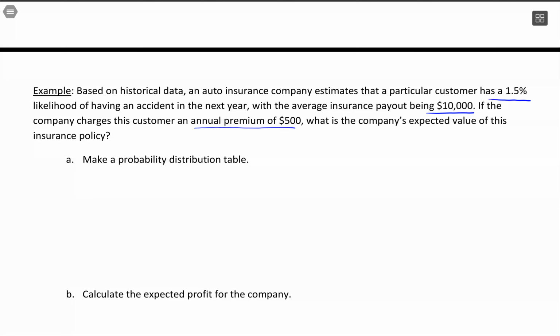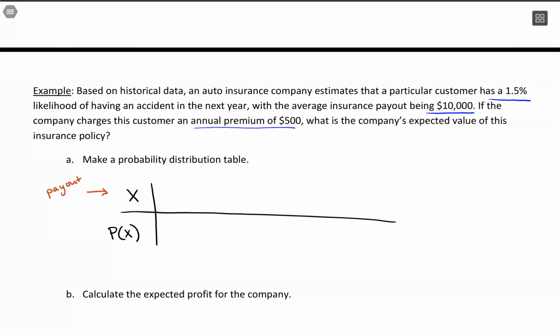So, making a probability distribution table. We haven't made one of these yet, but it'll be combining your X values and your probabilities. What we're interested in here is what's happening with this insurance policy. For our X value, what we could have this represent is the payout. So how much is the insurance company paying out to its customers?